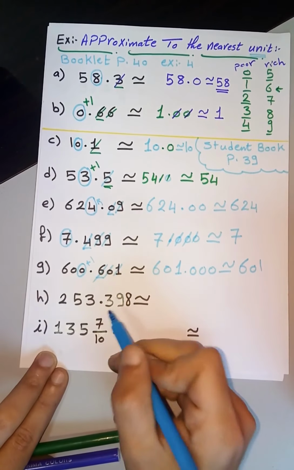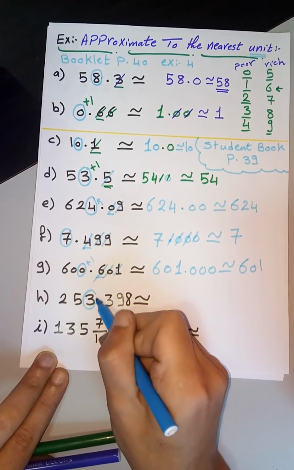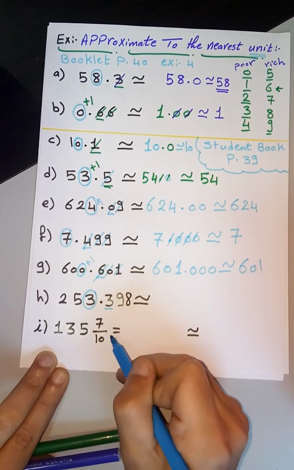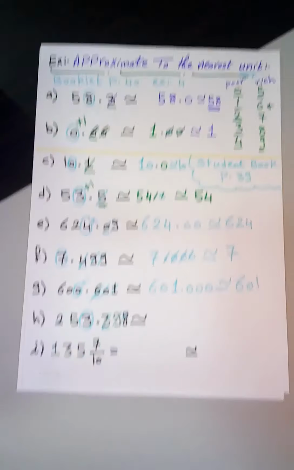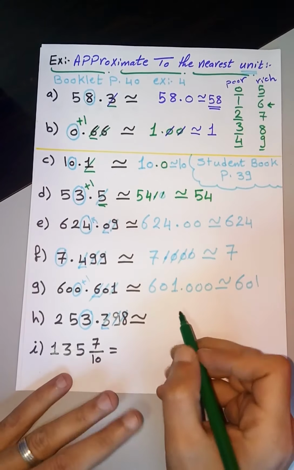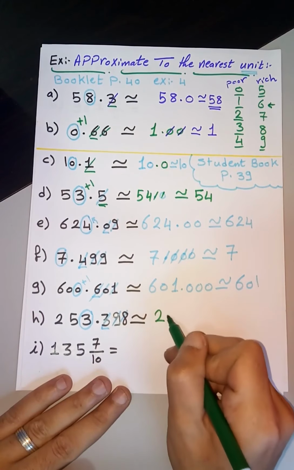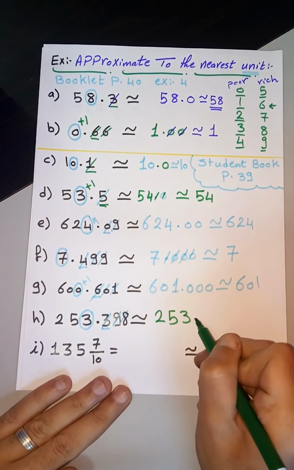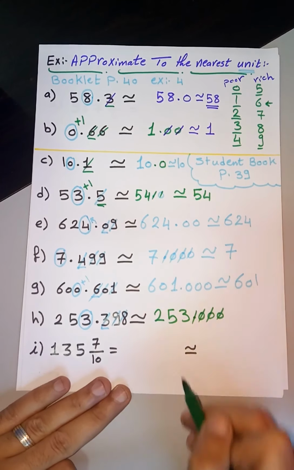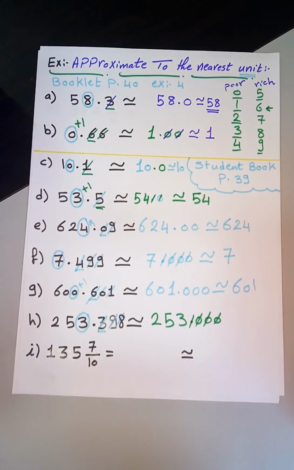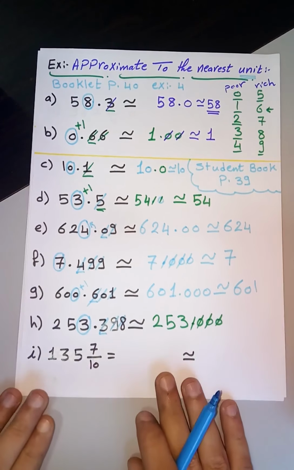Here, we have the digit 3 in the unit digit, and underline the following digits. All of these numbers are gonna be zeros. So the answer is gonna be 253.000, and we can cancel the decimal point and the zeros after it. So the answer is gonna be 253.